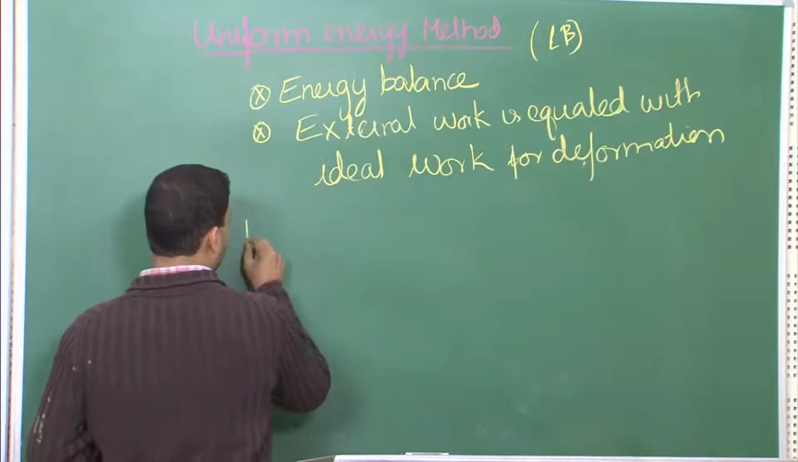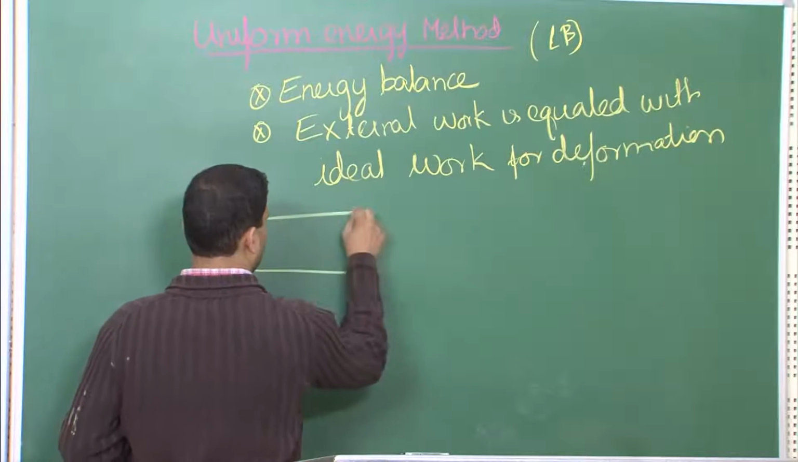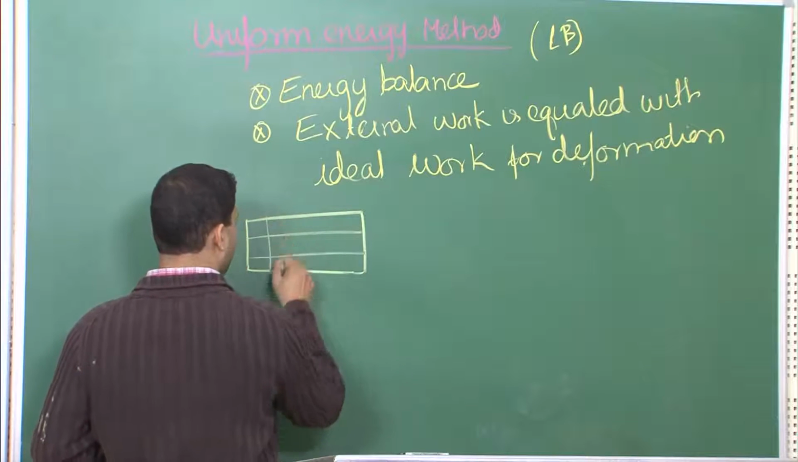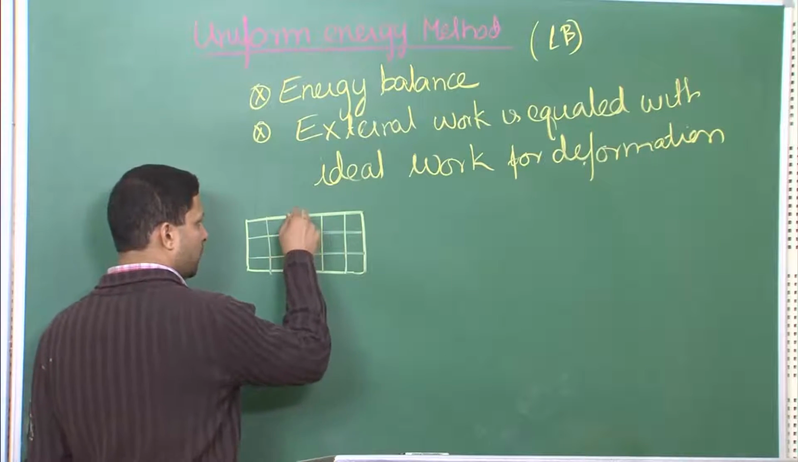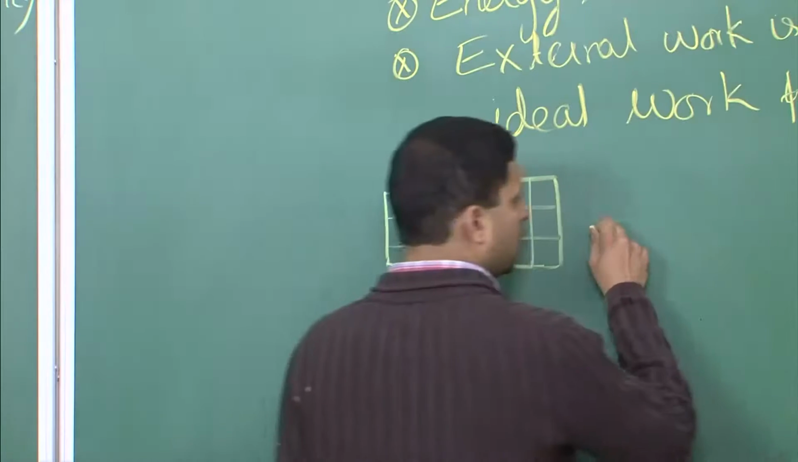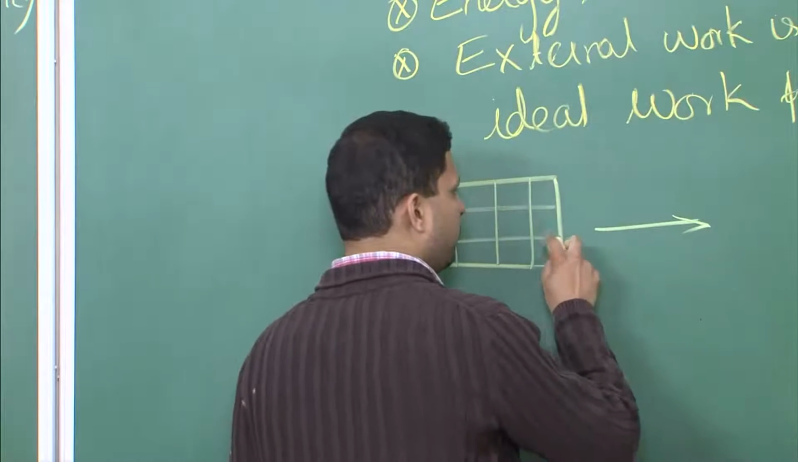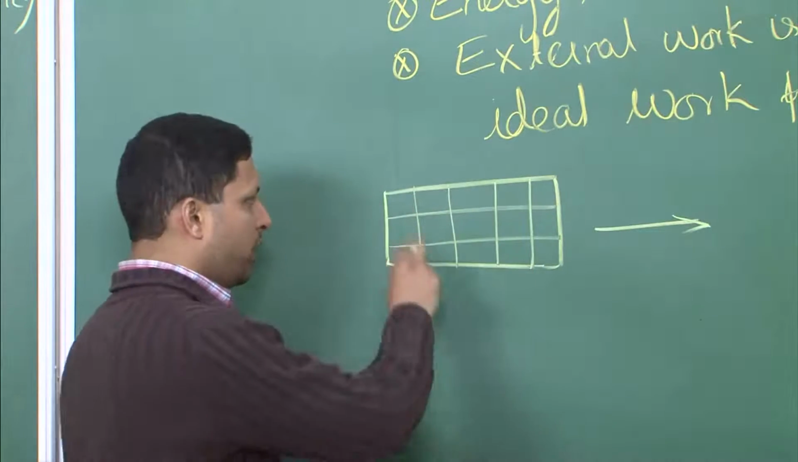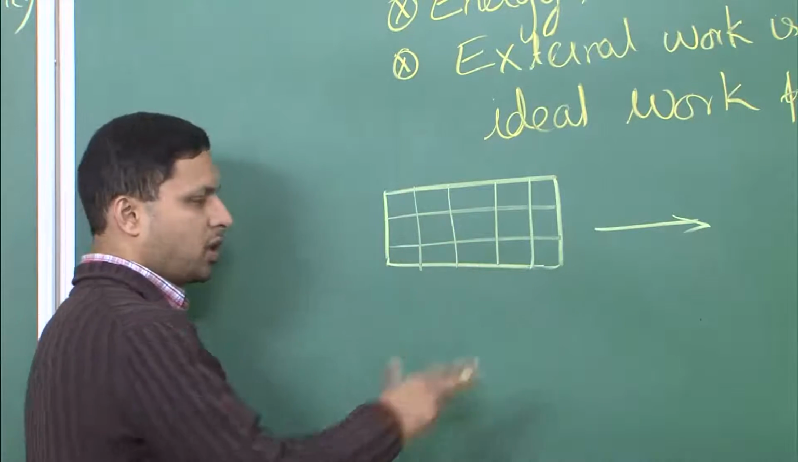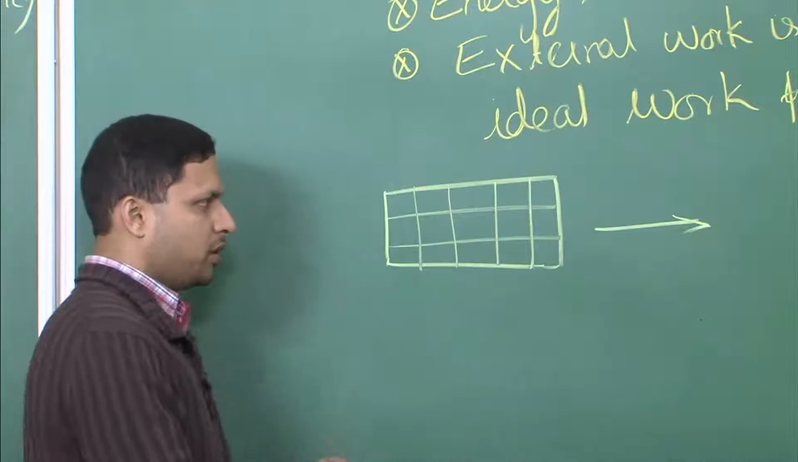Let us say you have a bar like this, and just for the sake of better visualization, I am dividing it into several grids. Now, let us say I want to deform it and make it thinner. When you make it thinner, it will also expand in one direction. So, let us assume it is 2-dimensional in nature, that is, the third dimension remains constant.